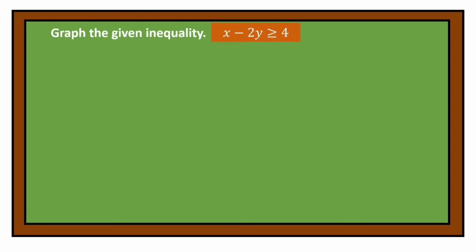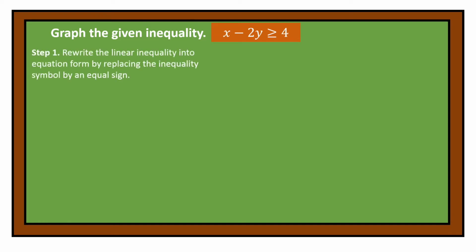Let us graph the given inequality. X minus 2y is greater than or equal to 4. So, para mas madali nating maintindihan, sundin natin ang step-by-step process ng pag-graph ng linear inequality in two variables. Okay, so para sa step 1 natin, kailangan lang nating palitan ang inequality symbol ng equal sign. So, ang ating inequality ay magiging equation na. So, x minus 2y, ang greater than or equal to symbol ay pinalitan ng equal sign. So, we have here equals 4.